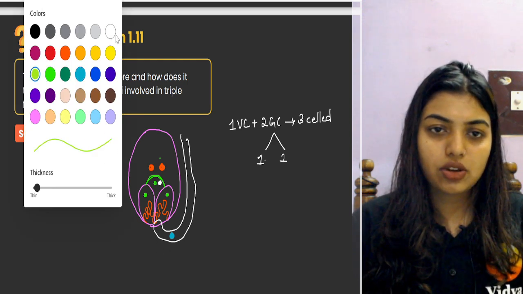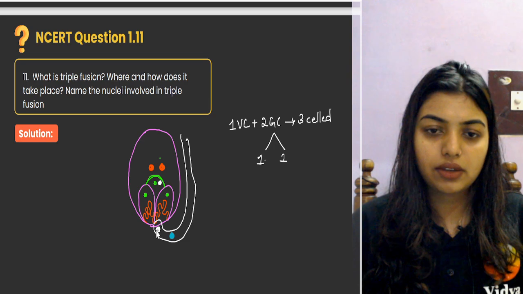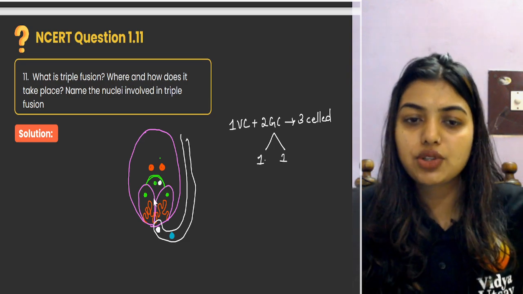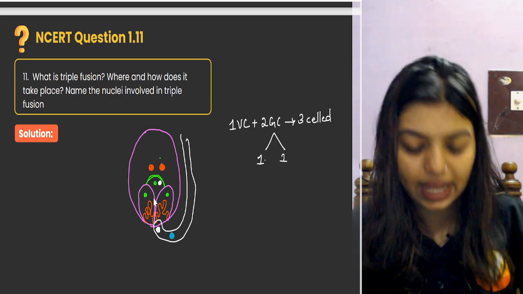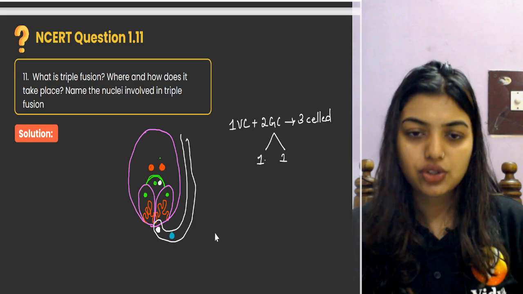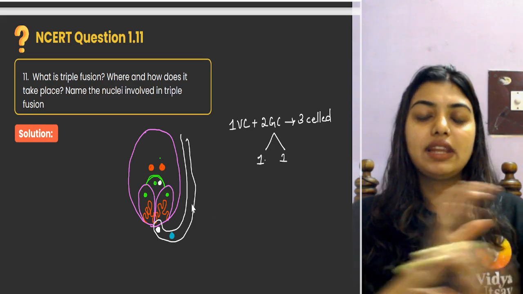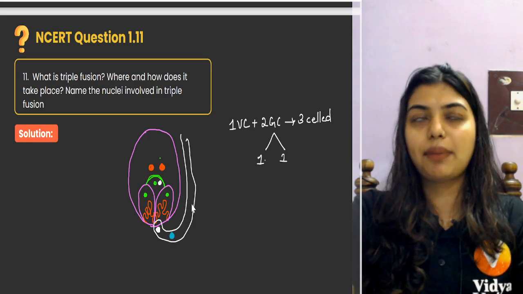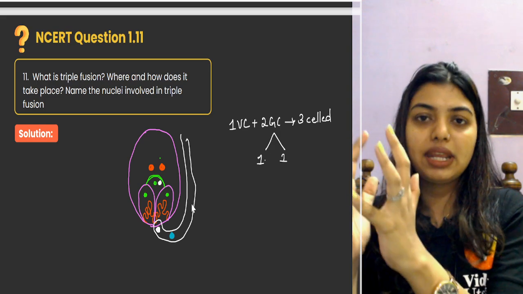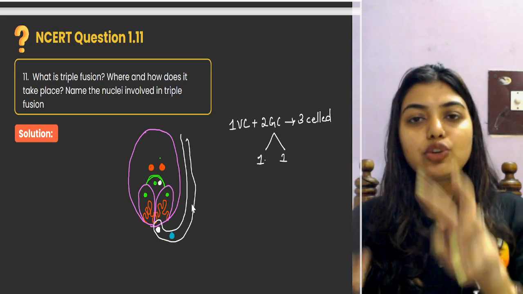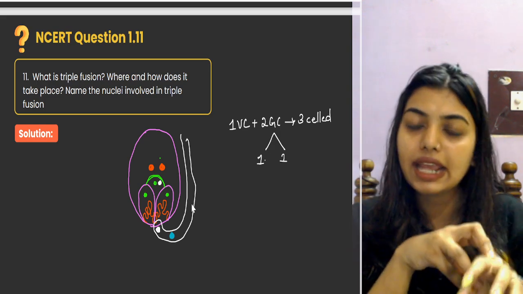So one has gone and fused with the egg. The one that fused with the egg is going to form the embryo. So what does triple fusion mean? Very simple, students. Double fertilization happens. That is, the actual male gamete that we decided in the 2-cell stage will come and fuse with the egg and form the embryo.